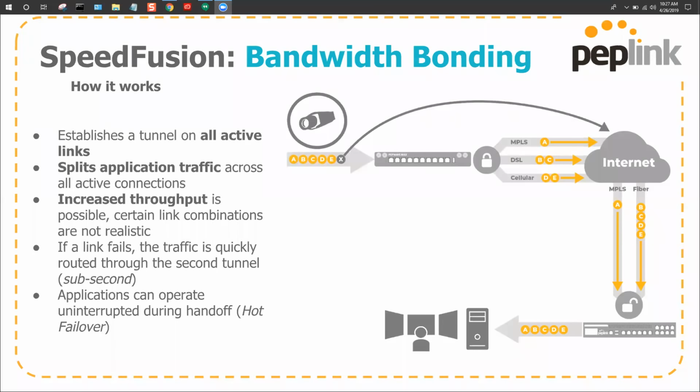And again, we're establishing the tunnel on all available WAN connections, and we split that application across all of them. The increased throughput becomes possible, however, and as I'm sure a few of you are already aware, certain link combinations aren't really realistic, and we'll get into some of those rules. We still have hot failover, and that is on a sub-second level. But what you are trying to do is get, a 2 plus 2 gets you about a 3.7, 3.8, generally speaking.